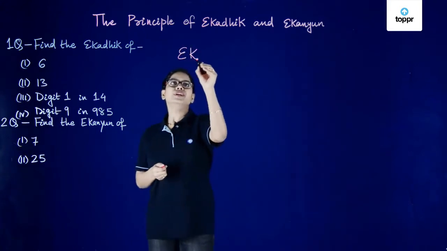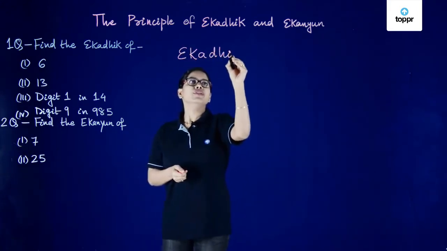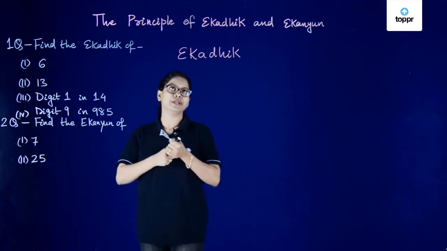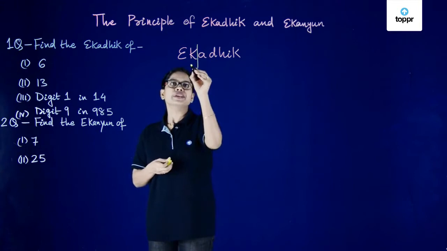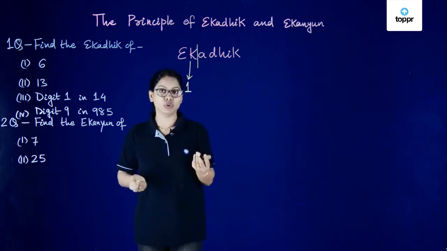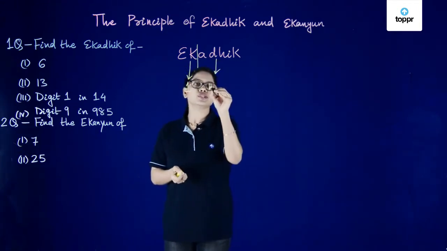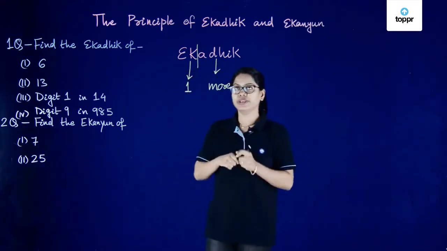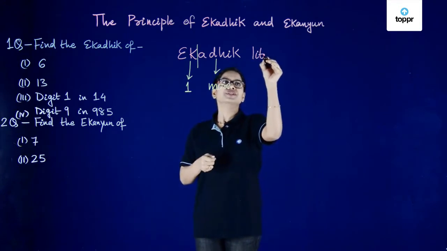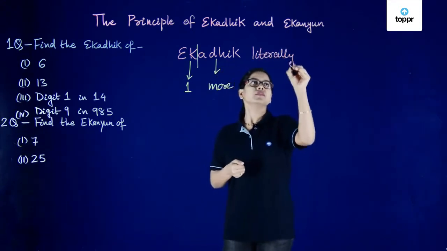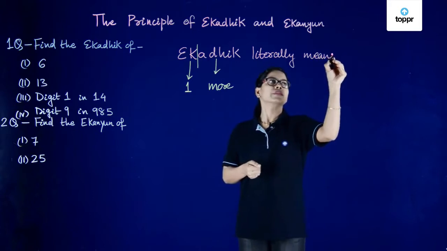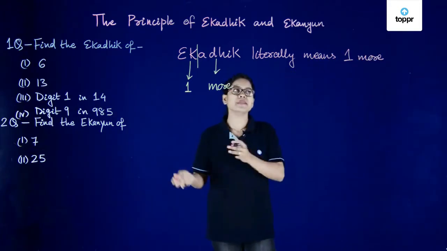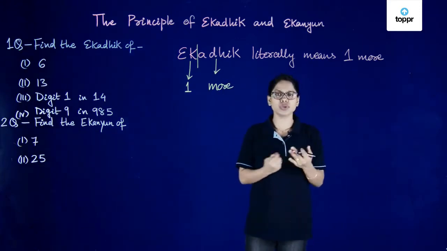So, we have the word Ekadhik here. Now, if I just divide this word into two parts so that I can understand it better. So, if I divide this, Ek means one, we all know that, and Adhik means more. So, if I now decode the meaning of Ekadhik, Ekadhik literally means one more. So, finding Ekadhik is the same as finding one more, and finding one more is very simple.